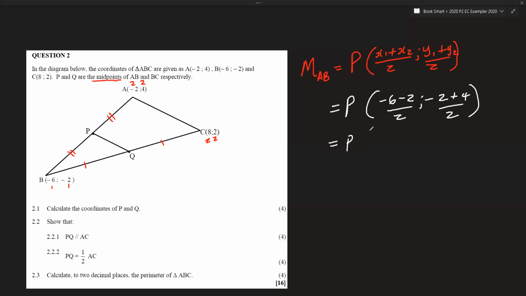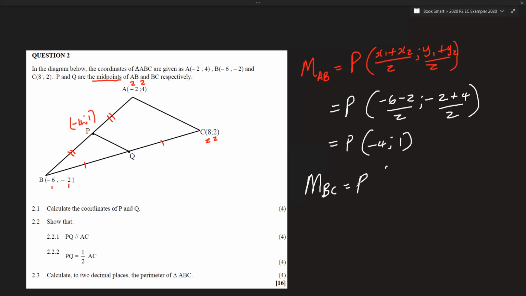Substitute. And then now I'm going to have -8 over 2, which is -4. Here I'm going to have 2 over 2, which is 1. So those are the coordinates of P. You can even write them here: -4 and 1. Perfect.